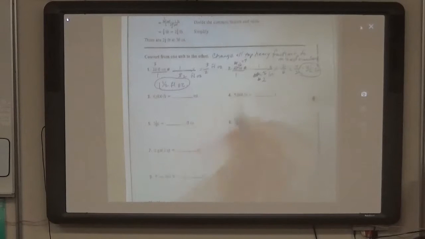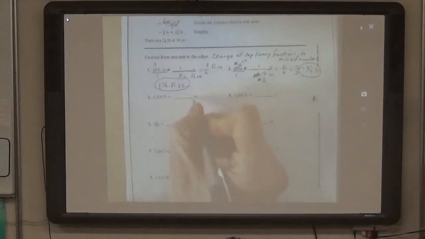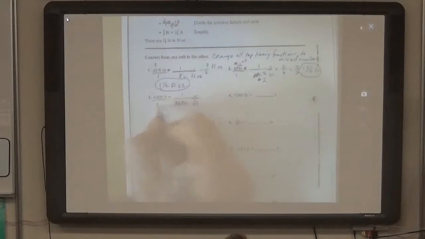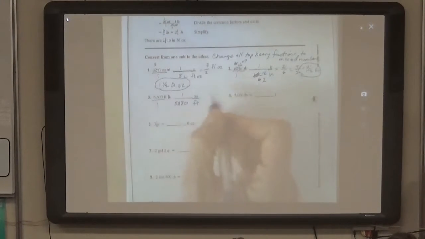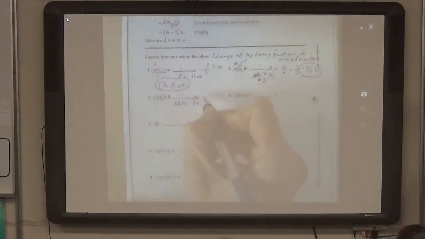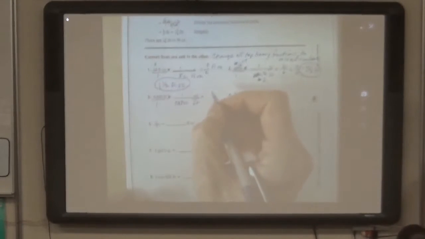Okay. Number 3, feet to miles. What is this one, Alex? Feet to miles again? It would be feet to miles. It would be 5,280. Right. So write that out as a ratio. 1 mile is 5,280 feet. Change the equal sign to multiplication. And then multiply. Miles.